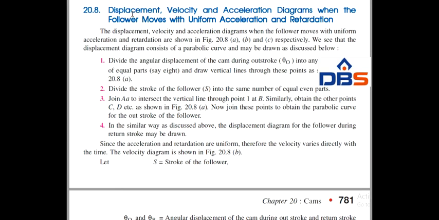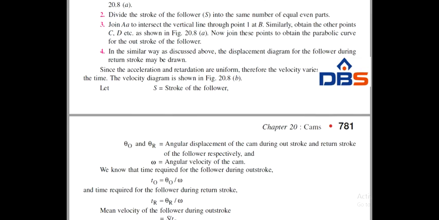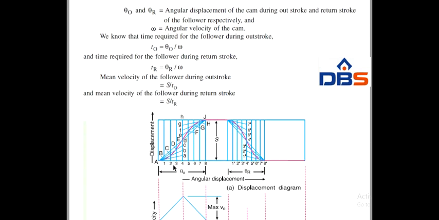The next topic is displacement, velocity and acceleration diagrams when the follower moves with uniform acceleration and retardation. For these, the diagram will be a parabolic curve. Divide the angular displacement of the cam during the outward stroke and return stroke into any even number of equal parts and draw vertical lines through these points. Let us see the diagram.